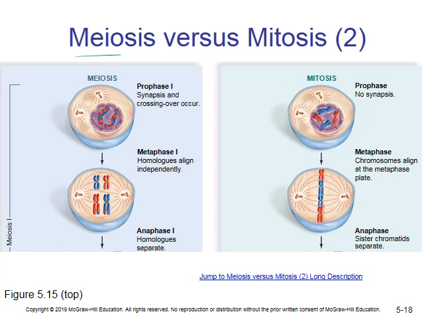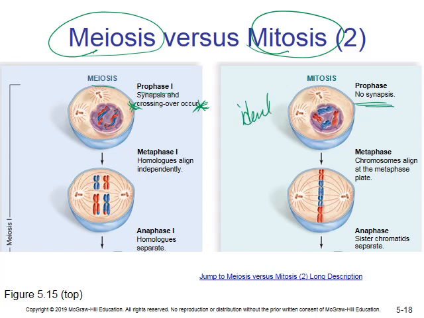Let's do a little comparison. Here's meiosis, here's mitosis. So in meiosis, we start prophase 1. Remember the important event that happens, the crossing over that occurs. Does that happen in prophase of mitosis? No. We want identical, right? What do we want in meiosis? We want variation. So two totally different goals.